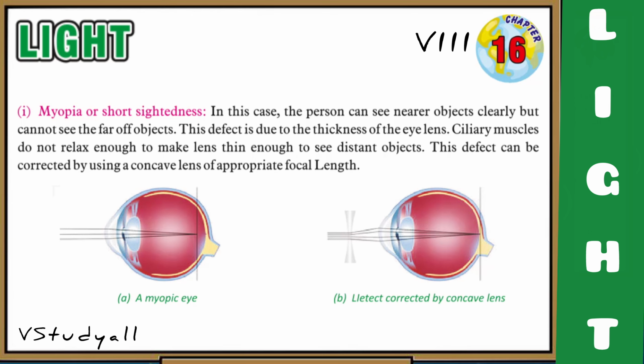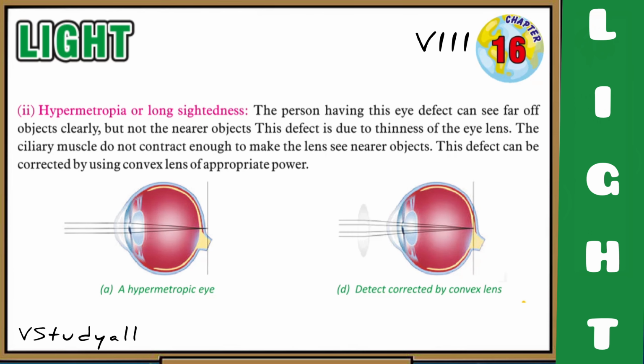Now let's see hypermetropia or long-sightedness. The person having this eye defect can see far off objects clearly but not nearer objects. This defect is due to the thinness of the eye lens.